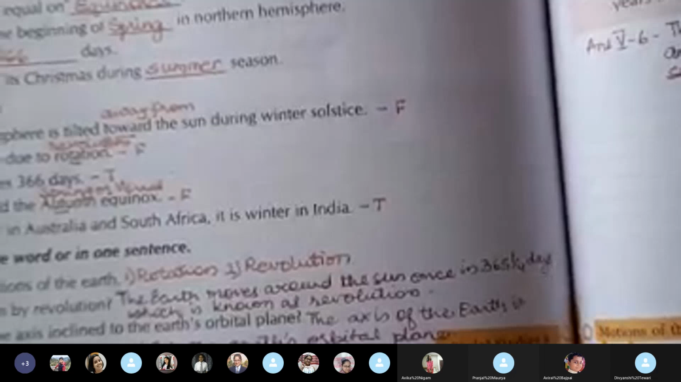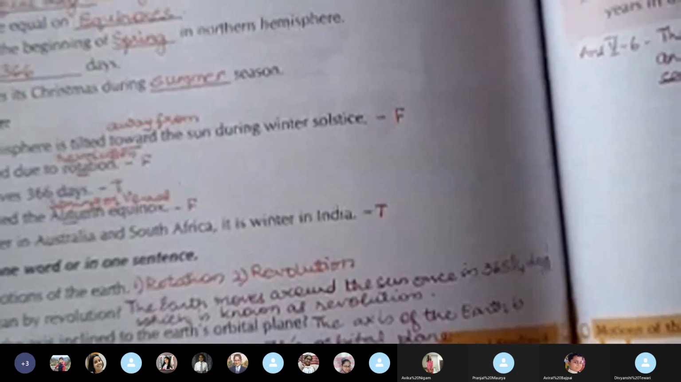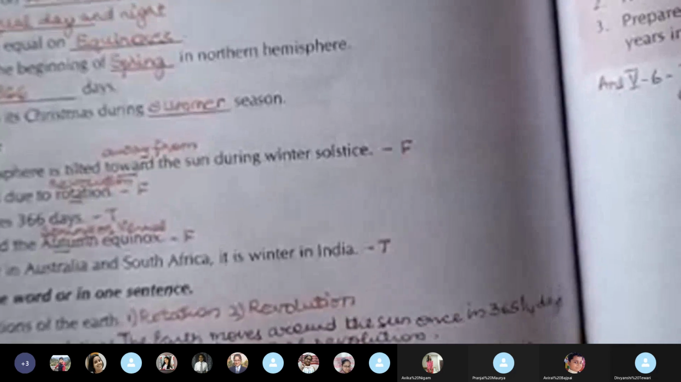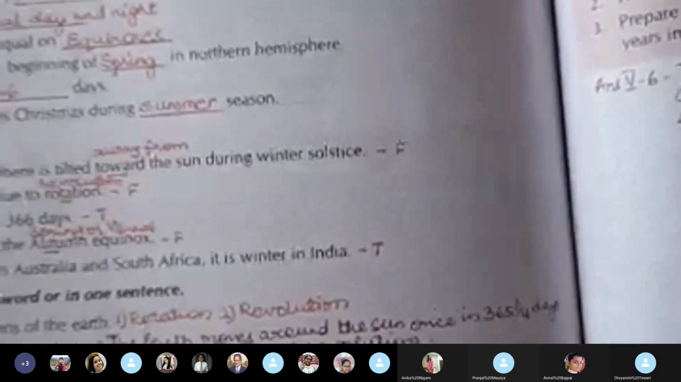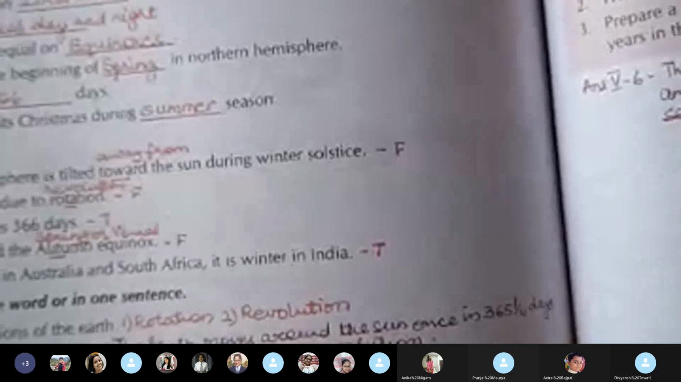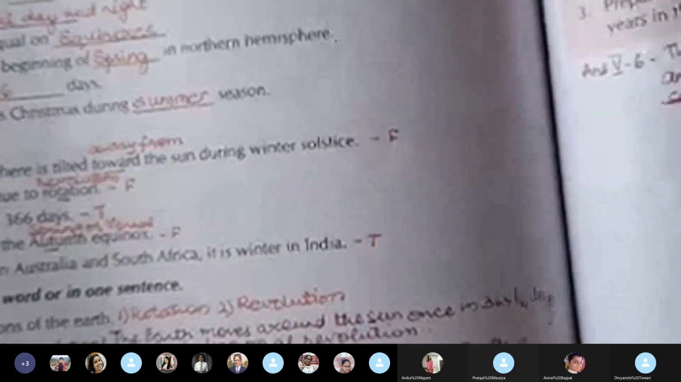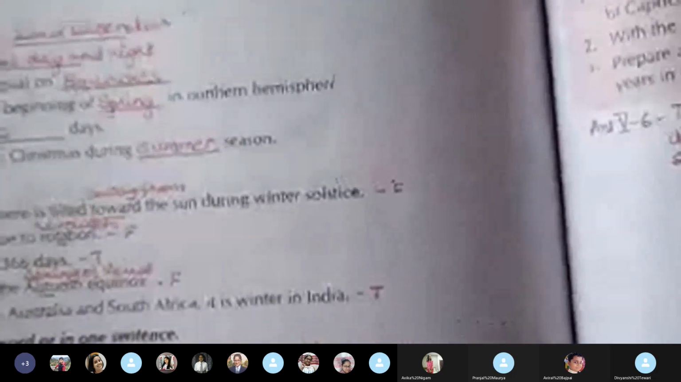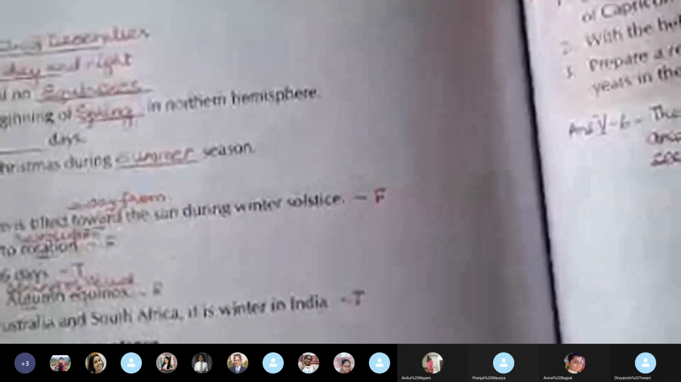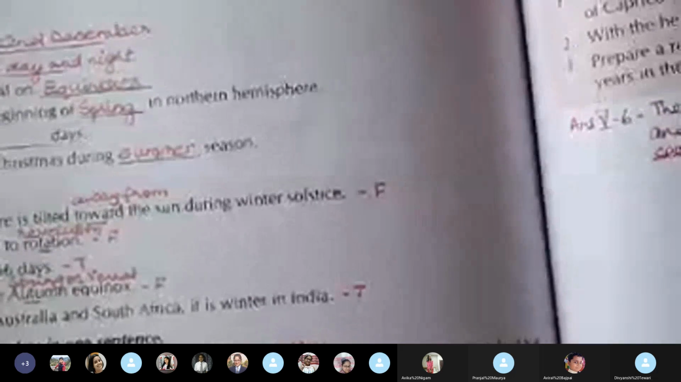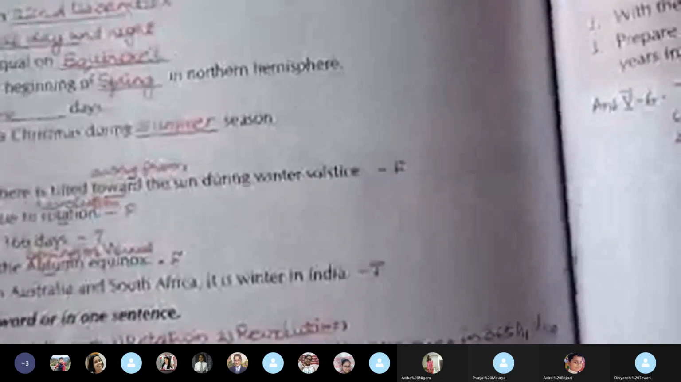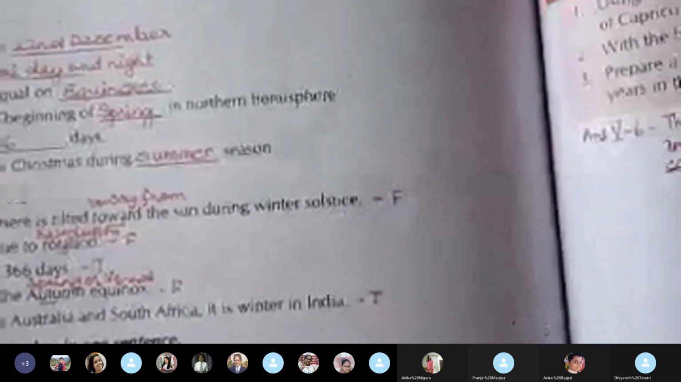4-3. At what angle is the axis inclined to the Earth's orbital plane? Answer: the axis of the Earth is inclined at an angle of 66.5 degrees to the Earth's orbital plane. I repeat, the axis of the Earth is inclined at an angle of 66.5 degrees to the Earth's orbital plane.